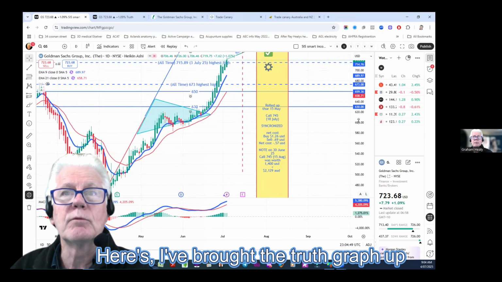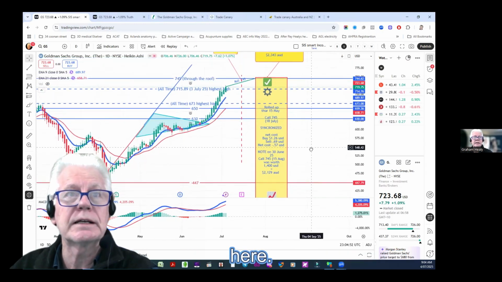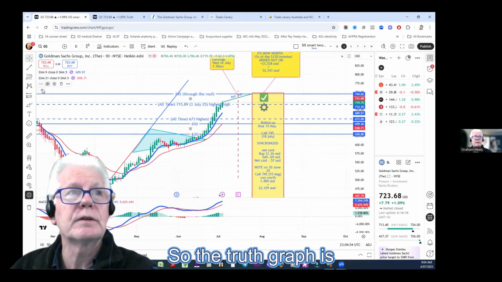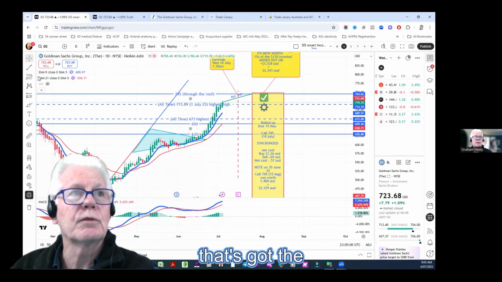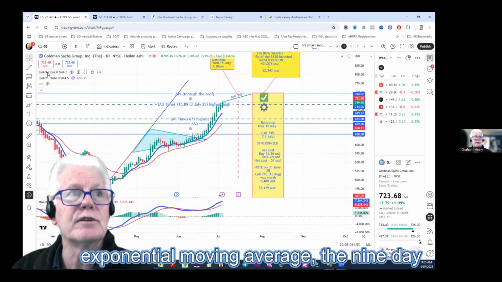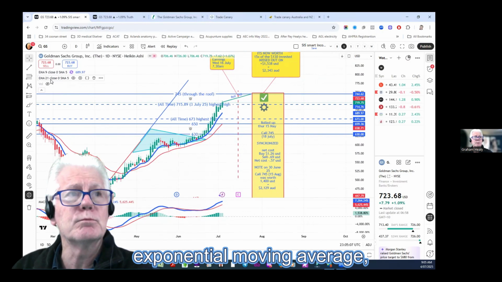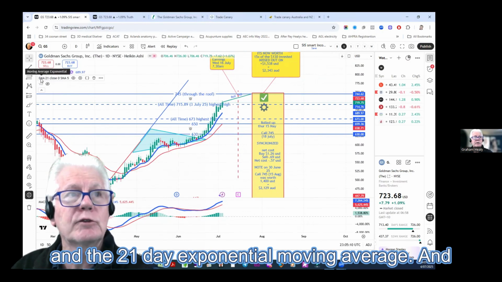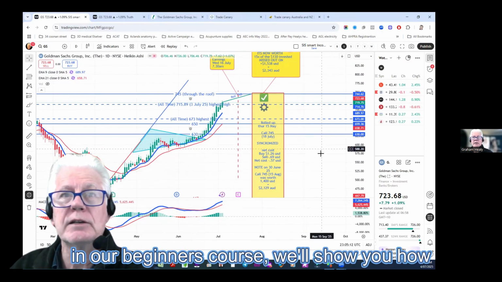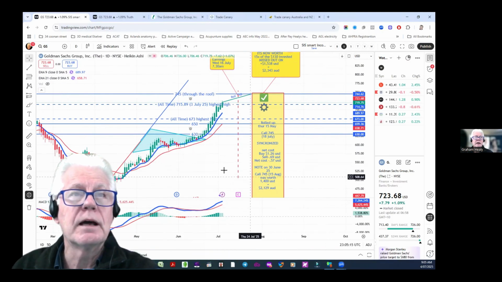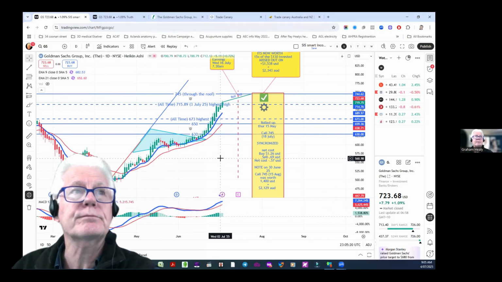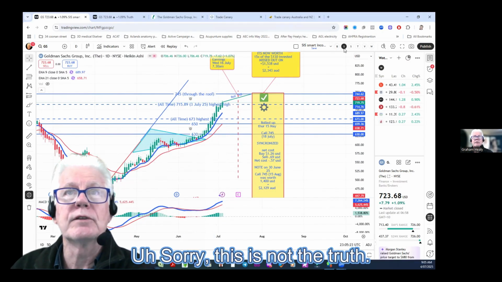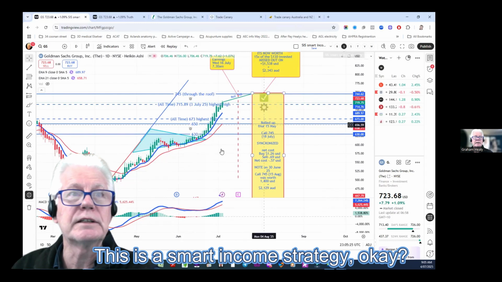Now, I've brought the truth graph up here. So the truth graph is basically a strategic graph that's got the exponential moving average, the 9-day exponential moving average and the 21-day exponential moving average. And in our beginners course, we'll show you how to set that up. And you can see the blue line and the red line. Sorry, this is not the truth graph. This is a smart income strategy.